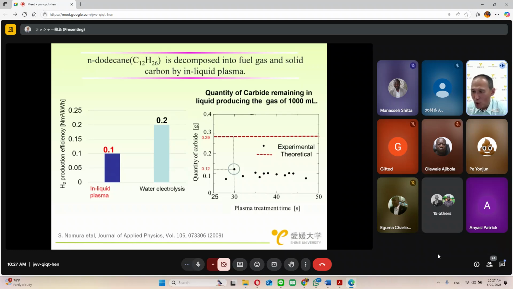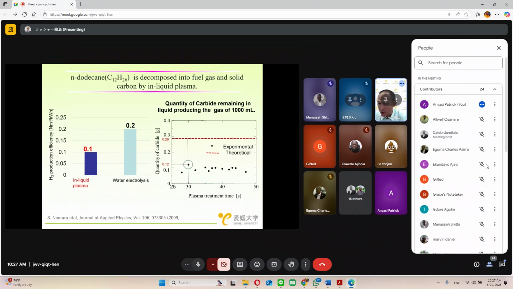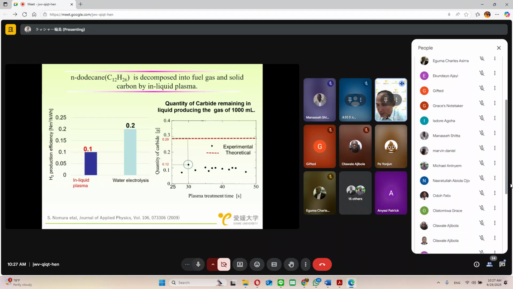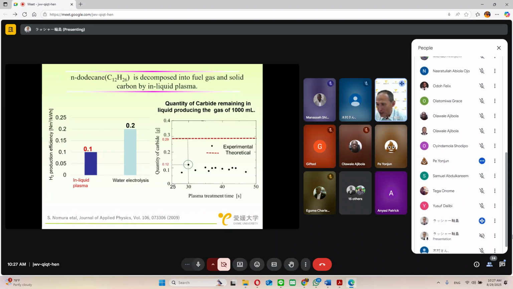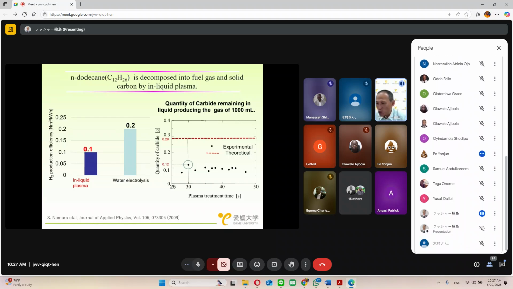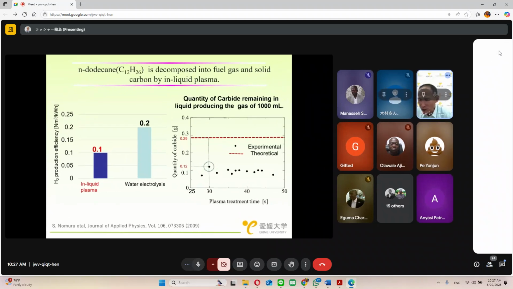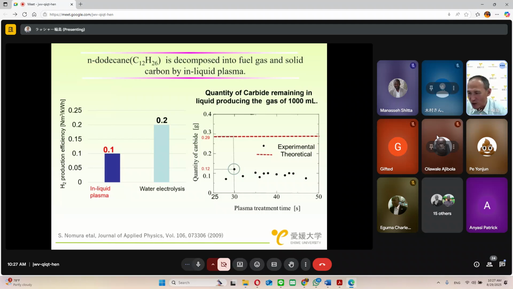In this example, oil was used, but any liquid can be used. For example, by using waste oil, you can obtain hydrogen and carbon from the waste liquid. This is exactly the concept of zero emissions. In this microwave oven experiment, the amount of hydrogen obtained is less than half of that from water electrolysis.